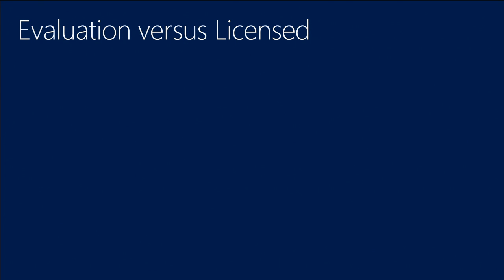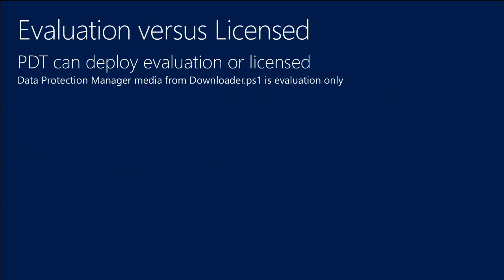I mentioned if you supply a product key, everything gets installed in license mode. If you don't, it gets installed in evaluation mode. There's one thing that you need to note, and that is DPM has different media for license versus evaluation. So the version that downloader downloads, the publicly available one, is the evaluation version. If you supply it a product key, it will fail to install. You need the license version from the volume license site to supply a product key for DPM. Everything else is the same media for both.